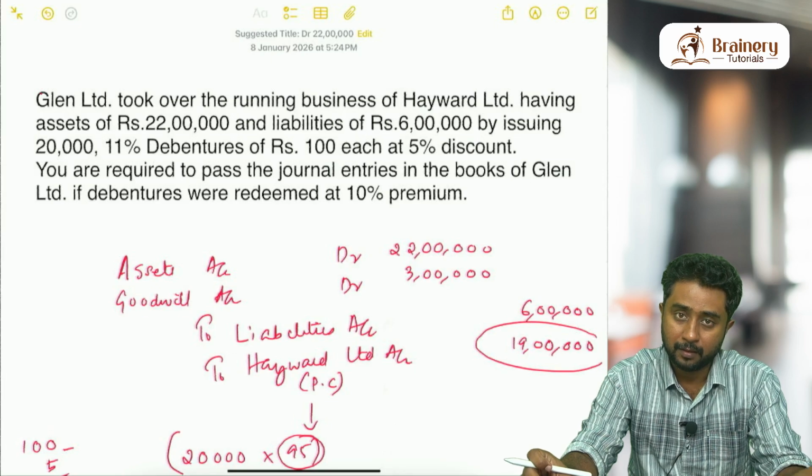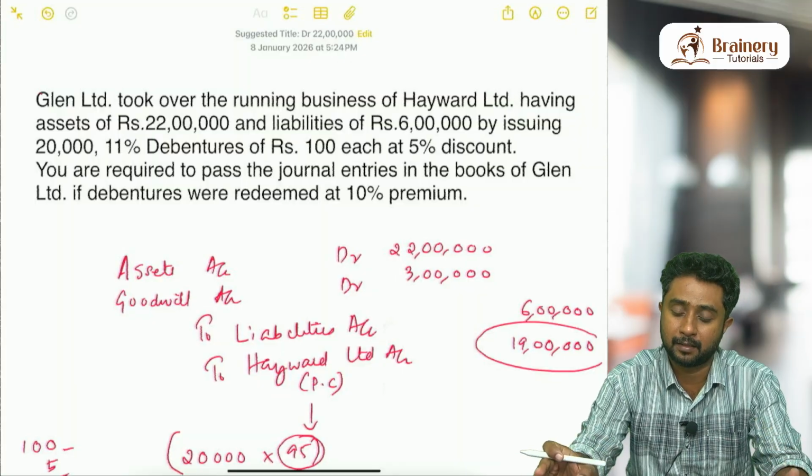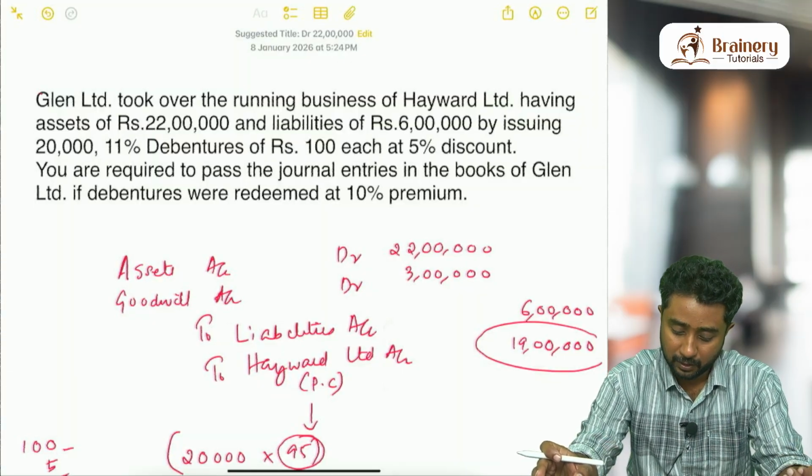We want to pass the first entry when we are acquiring the entire business. What is the entry that we are supposed to pass? We have to pass asset account debit, liabilities account, to vendor account. This is the basic structure of the entry. And once we pass that, we have to record the asset values there. We have to record the liabilities value.